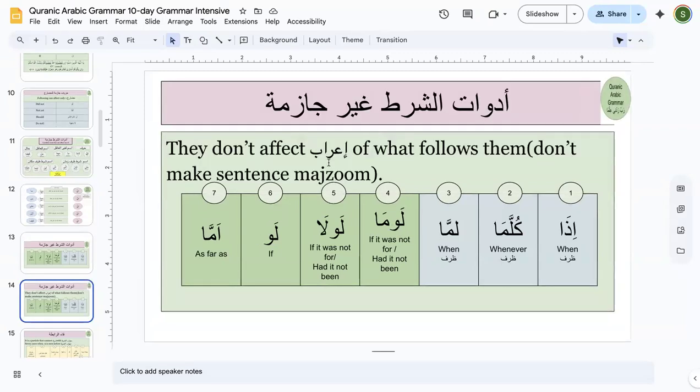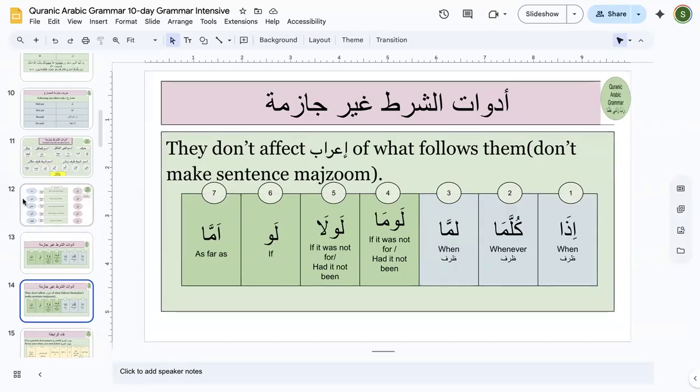Alhamdulillah. Okay, so you understand that they do not make mudare majzoom or any sentence majzoom after them. They're not going to bring any change to mudare afterwards. Everyone knows that, right? No change in the status, right? They are ghair jasima. You are absolutely right.